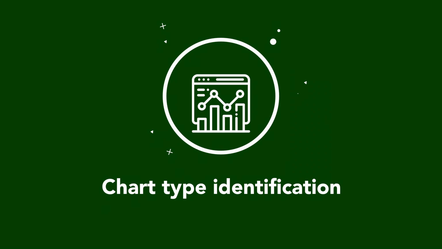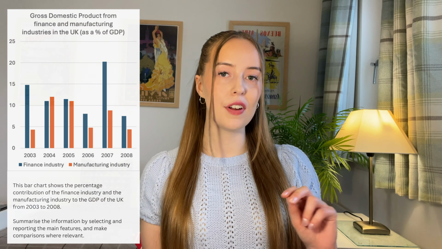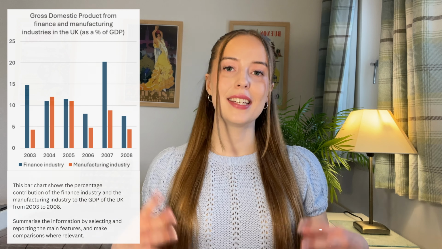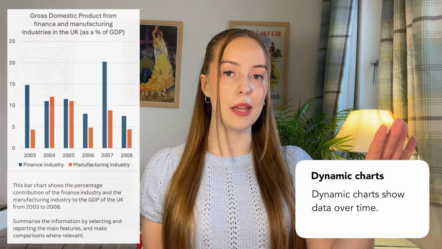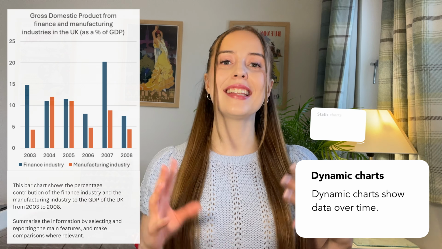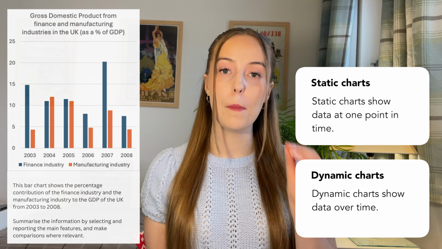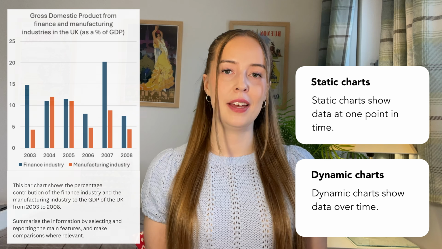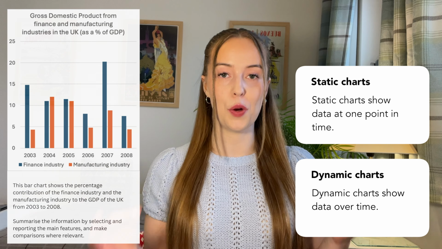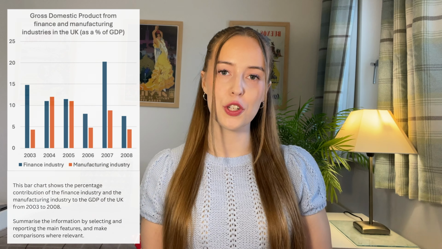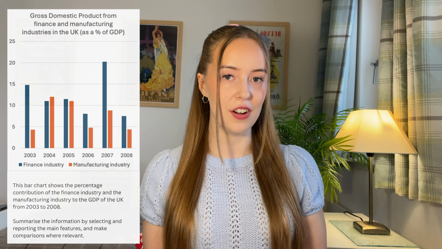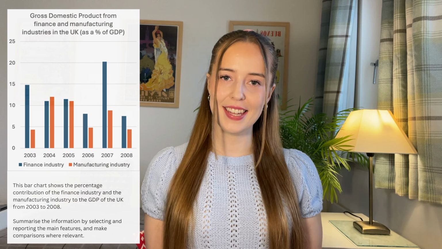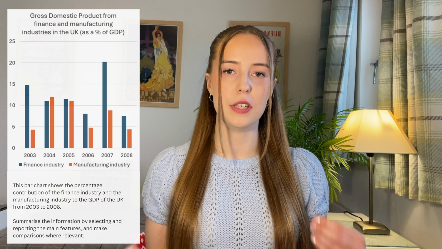Now let's look at the data. There are generally two different kinds of charts and graphs: dynamic and static. Dynamic charts show data over time, so they show changes, and static charts show data at just one point in time, like a snapshot of a specific moment in time. This will affect the type of data we select. We can see that this chart shows us data from a period of 6 years, showing changes over time, making it a dynamic chart. To understand the data, we need to think about the purpose of the data.